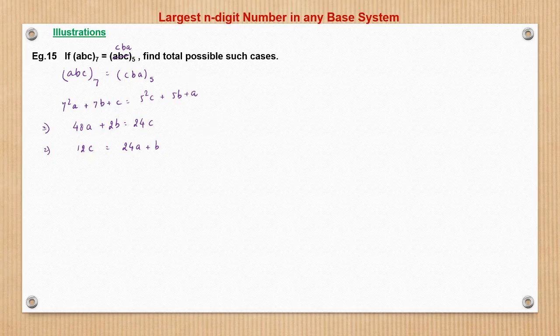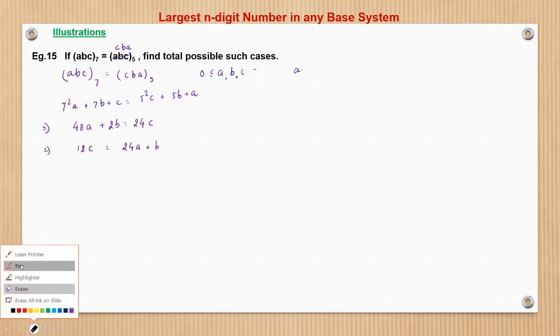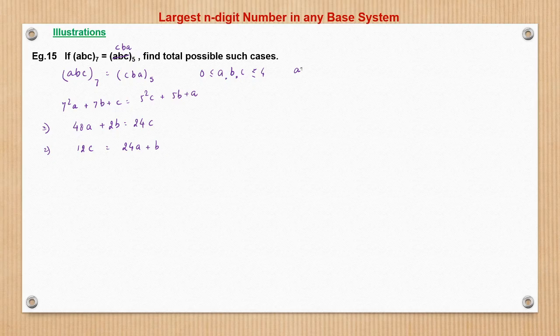Since both the numbers are valid, A, B, C can take values between 0 and 4, well it is base 5, so it can take maximum value 4. And A cannot be 0, right? Because otherwise this will not be a 3-digit number. But I think it's nowhere mentioned that it has to be a 3-digit number, so A can take value 0 also. This condition will not be there, right?